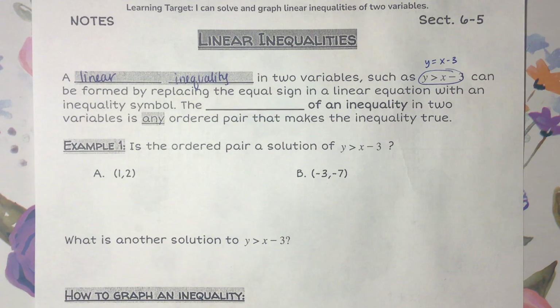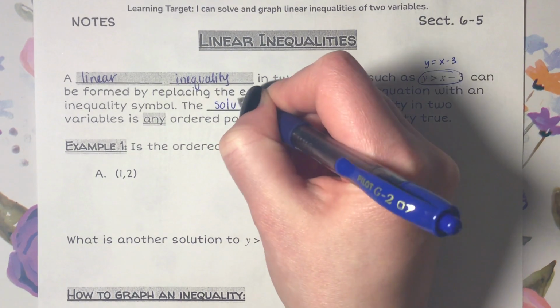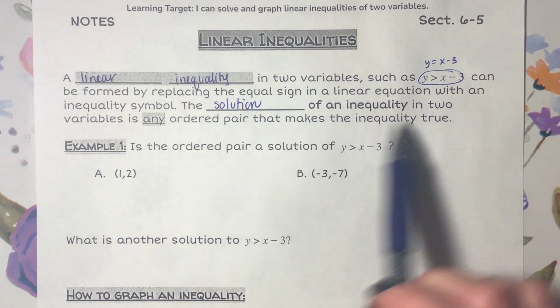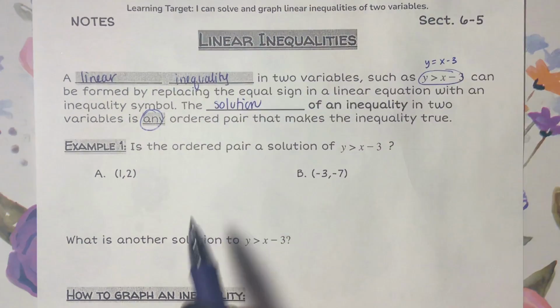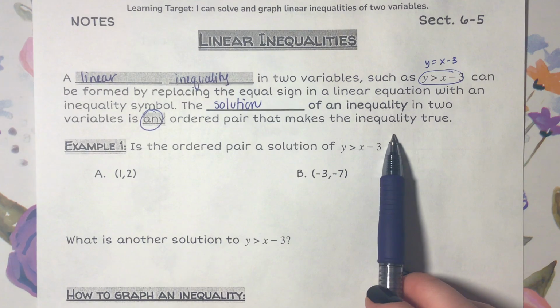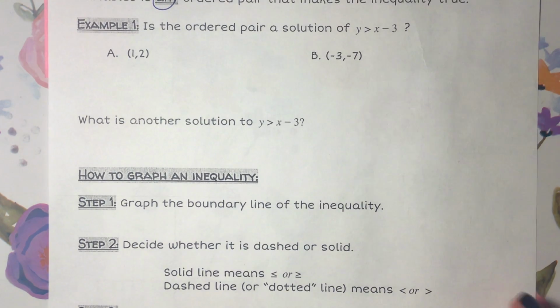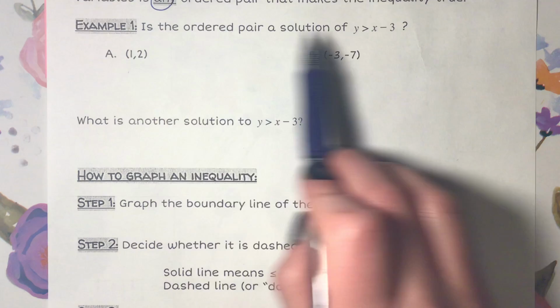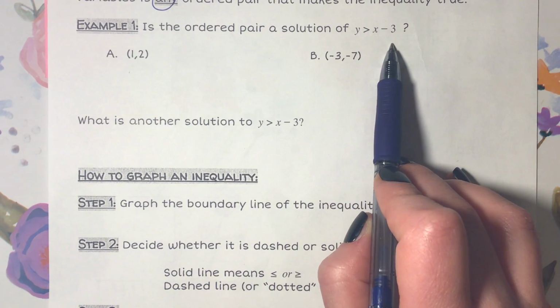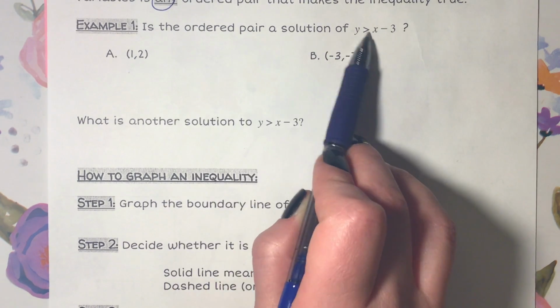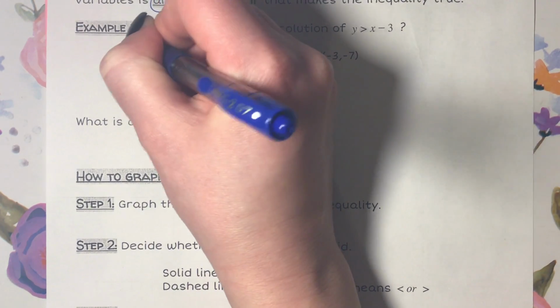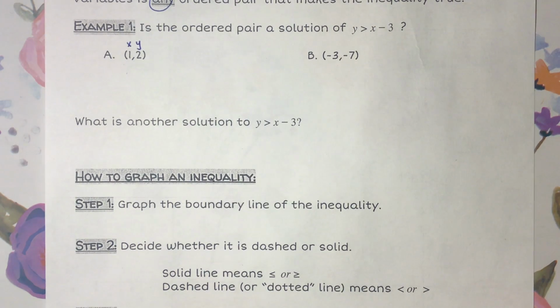Now, because there's an inequality, that means that we're going to have lots of answers or solutions. So the solution of an inequality in two variables is any ordered pair that makes the inequality true. So let's look at an example where we plug some numbers in and see what it does. Is the ordered pair a solution of y is greater than x minus 3? We're going to take our values and substitute them into this inequality. Y is 2 and x is 1, because remember, when we have an ordered pair, it goes x, y. So let's substitute those values in.